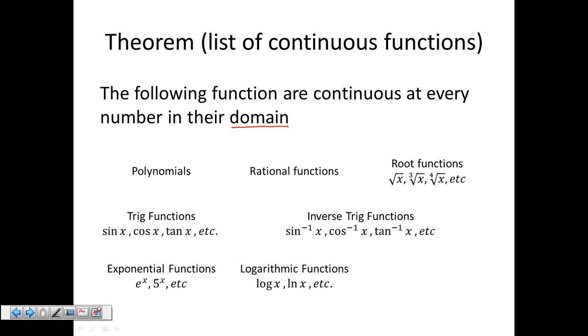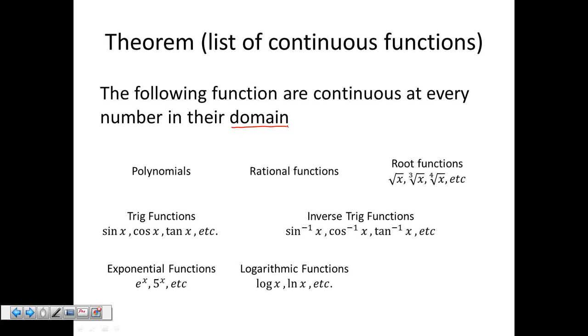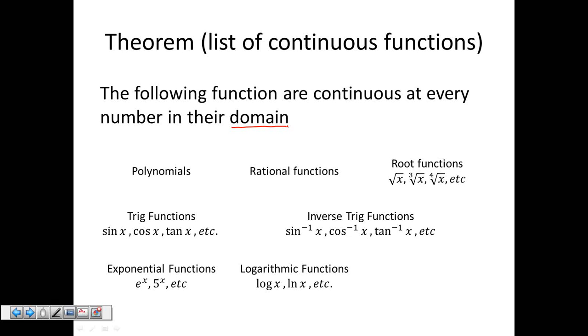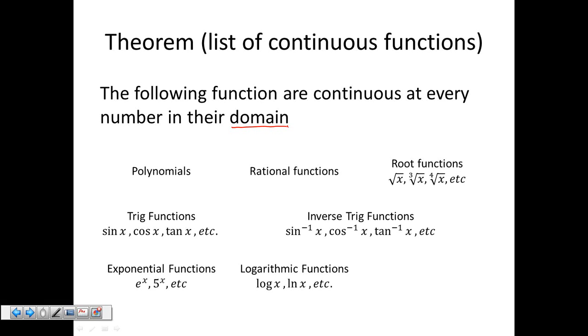Trig functions, sine and cosine, they're continuous everywhere. They just kind of go back and forth waving all the way along. Tangent, it's got regions of continuity. Where the tangent is undefined, we just don't talk about it. But in between those spots where it's undefined, then it's continuous. Inverse trig functions, they're continuous.